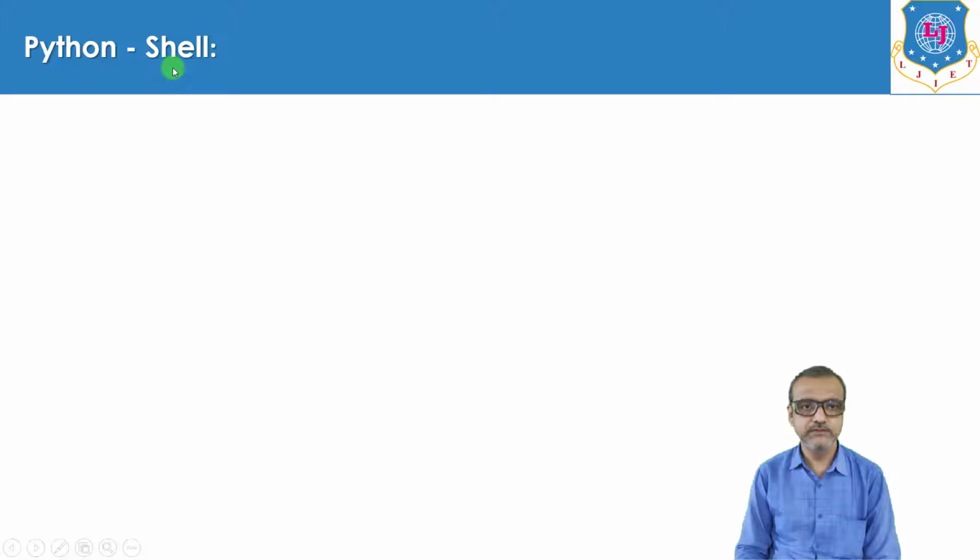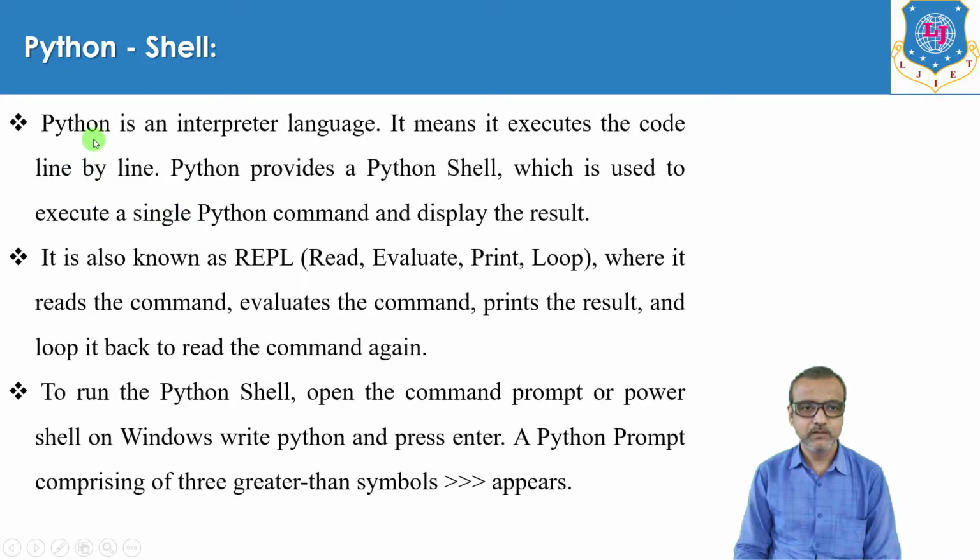First of all, we will see the Python shell. Python is an interpreted language. It means it executes the code line by line. Python provides a Python shell which is used to execute a single Python command and display the result. It is also known as REPL.